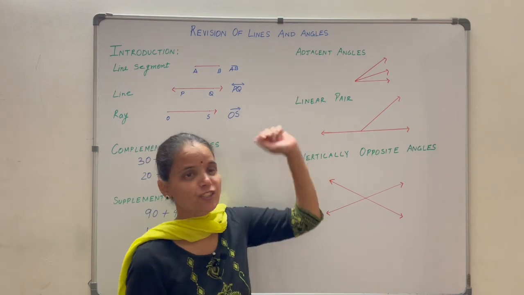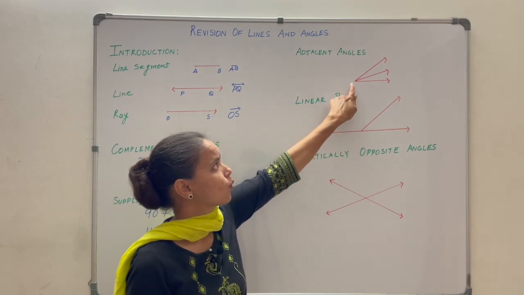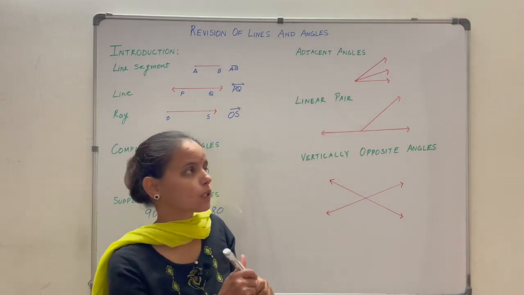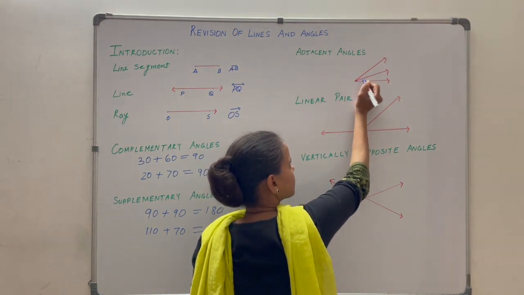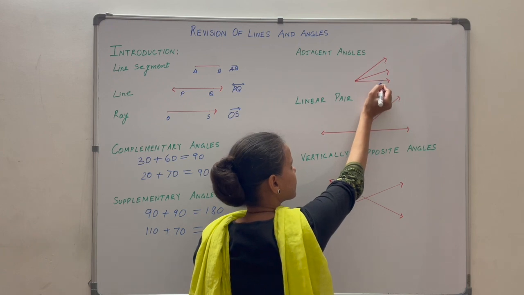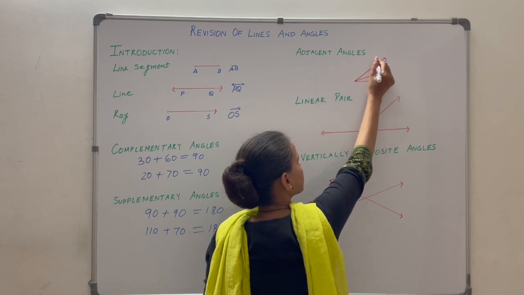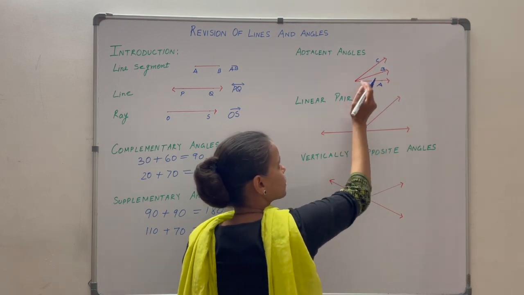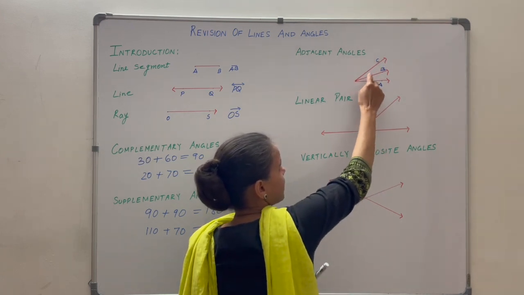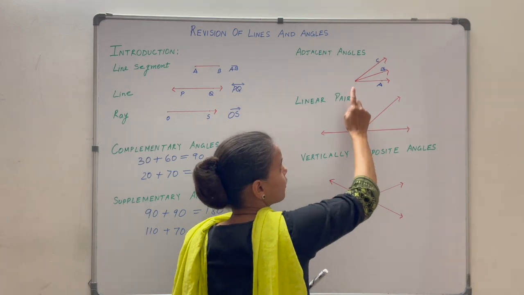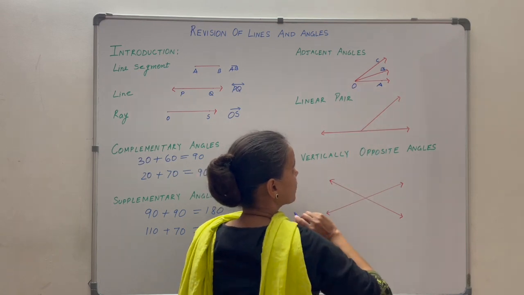Moving on to adjacent angles. Adjacent angles are the angles which have one point in common. The vertex is common. Vertex of this angle is this and this angle is this. Let me name the points here. Say A, this point is B and this point is C. So AOB is one angle and BOC is the other angle. We say that AOB and BOC are adjacent angles because they have one common vertex, that is O.